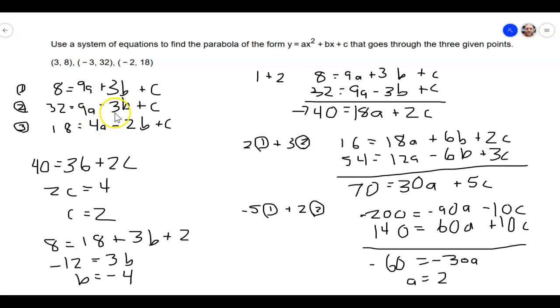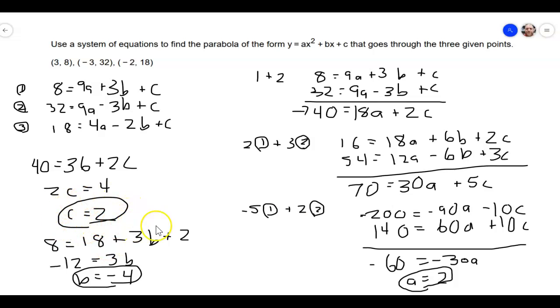18 minus a -12, so that's 30, plus 2 is 32, works for that one. And 8 plus 8 is 16, plus 2 is 18. So a is 2, b is -4, and c is 2.